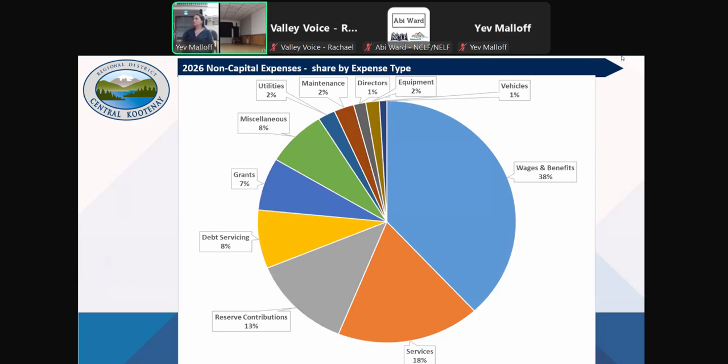And this next pie chart shows where the funds are spent by expense type. So this excludes direct capital expenditures. This doesn't include buying vehicles or constructing assets. This is non-capital. So wages and benefits, 38%. Services, contracted services, repairs, maintenance, accounting, legal, 18%. Reserve contributions are 13%. Reserve contributions are to fund future capital projects, repairs, replacement. Debt servicing is 8%. Grants are 7%. Miscellaneous is 8%.